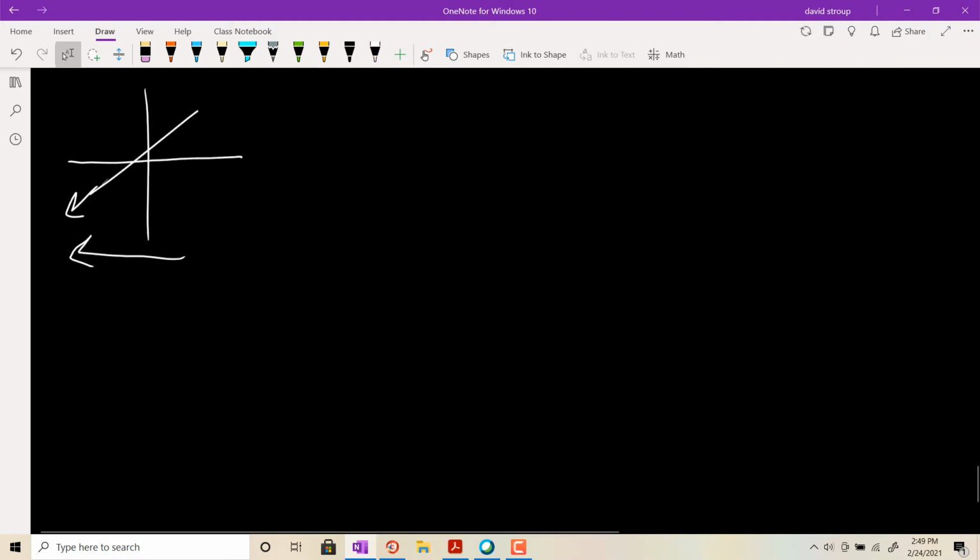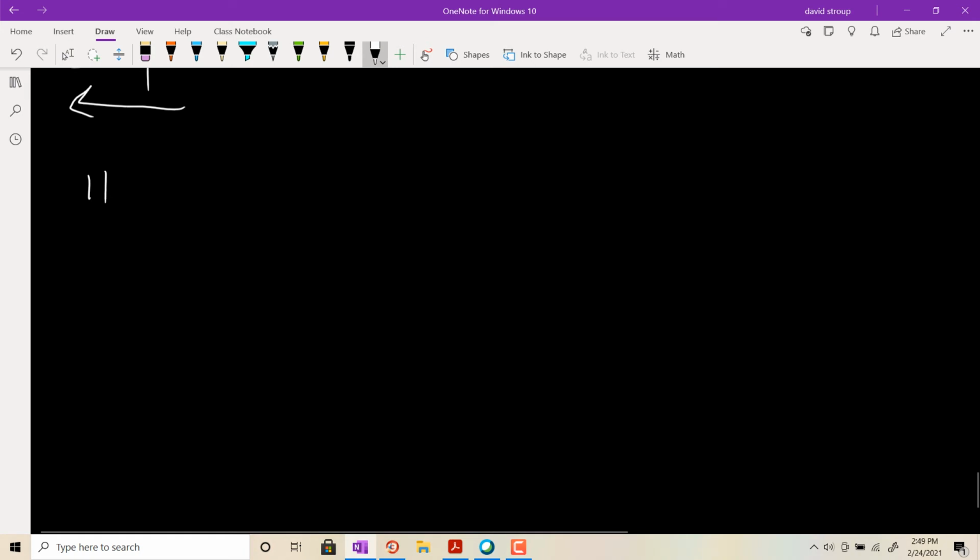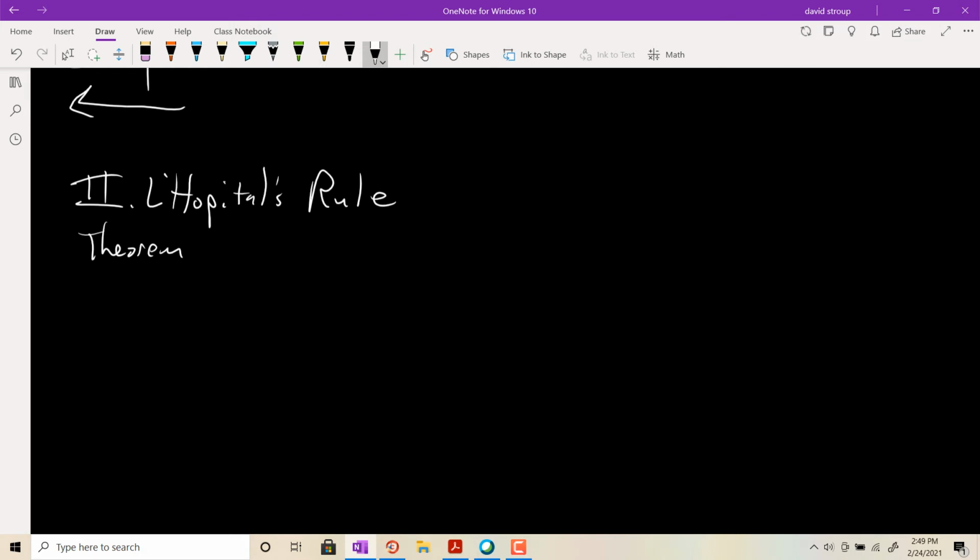Okay, so that's Calc 1 stuff, Calc 1 remedies. Let's now move into then L'Hopital's rule. Okay, so section 2, L'Hopital's rule. Okay, so this is from a theorem in the book. I don't remember which one it is.